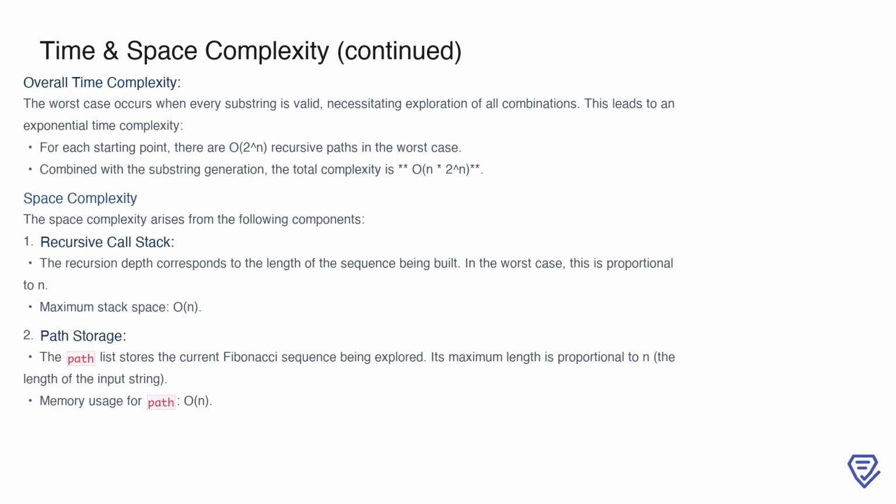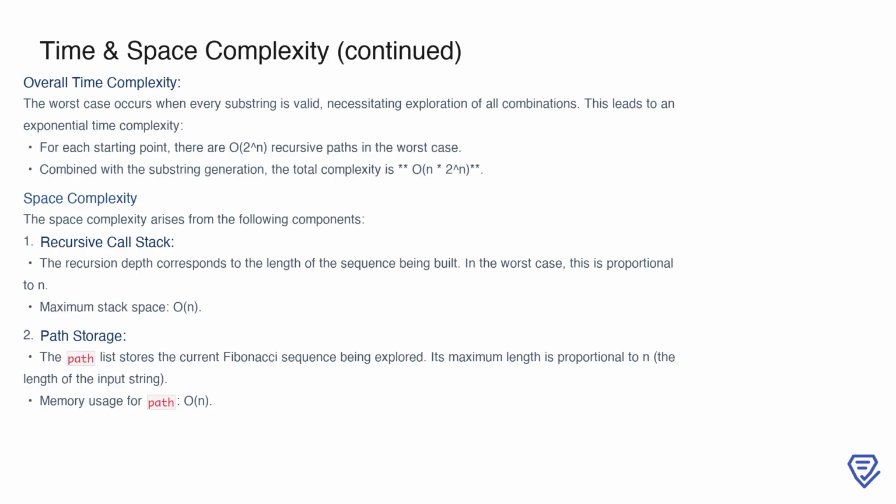Now, considering the overall time complexity, the worst-case scenario occurs when every possible substring is valid, which means the algorithm must explore all potential combinations. For each starting index, this can lead to 2 to the power of n recursive paths in the worst case. Combining this with the n squared substring generation, the total time complexity becomes n * 2 to the power of n.